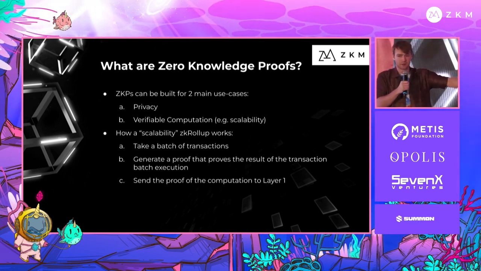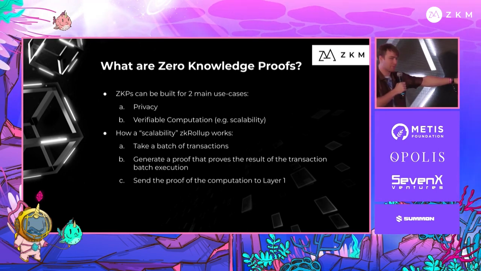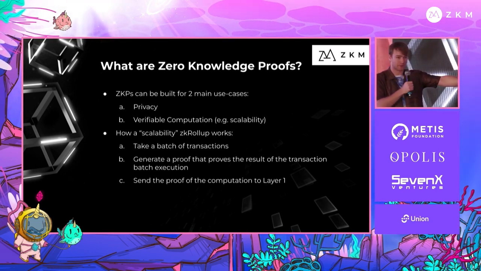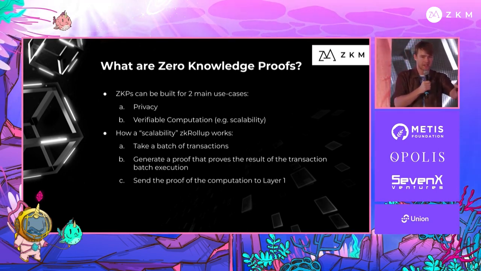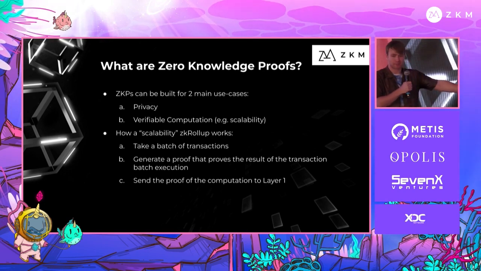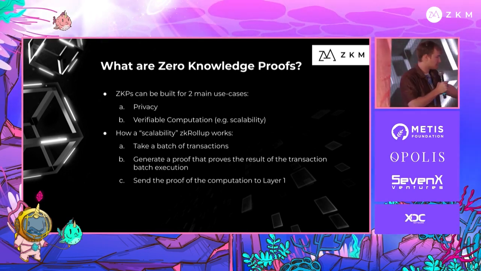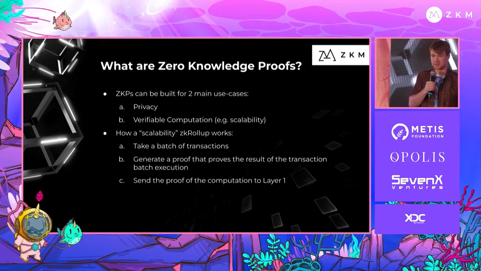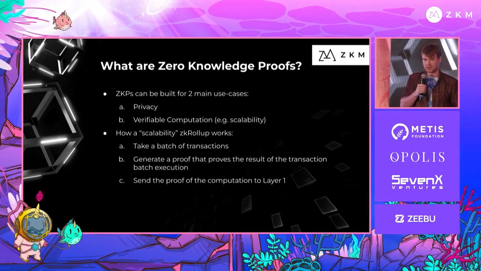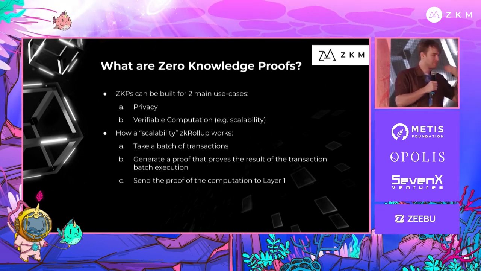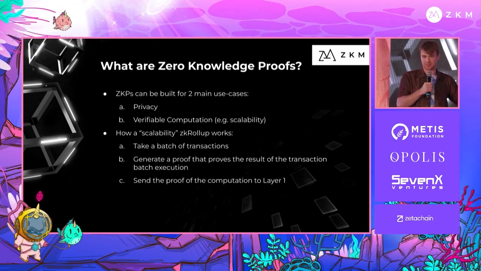How a ZK rollup works. Step 1, take a batch of transactions. Step 2, generate a proof that you've executed this batch correctly. Step 3, you send the proof to the specific layer 1 for finalization. That's how you ensure the security that the actual transactions happened.